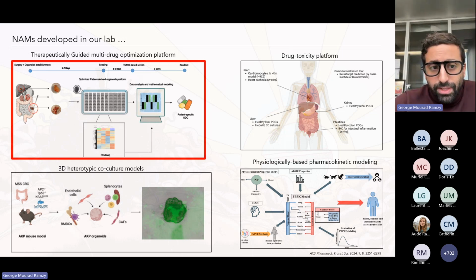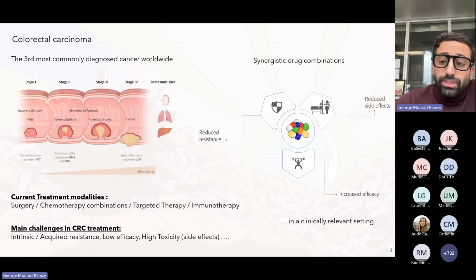But for the sake of timing, I will focus today on our drug screening platform in the frame of colorectal cancer. So why colorectal cancer? It's actually the third most commonly diagnosed cancer worldwide, and it's the second cause of cancer-related deaths in the world. So it starts as a protrusion, an uncontrolled proliferation of cells in the lumen of the colon, and then over time it grows with the accumulation of mutations until it starts to invade nearby lymph nodes or even metastasize to other organs such as the liver and the lungs.